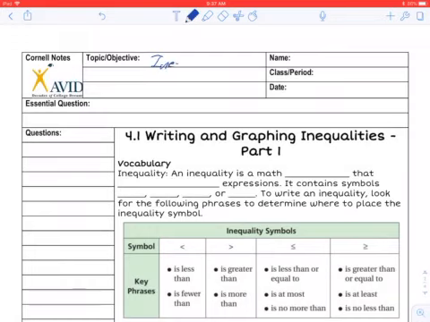Make sure that you have your name on it in case it gets lost. I can make sure to give it back to you for your notebook check.